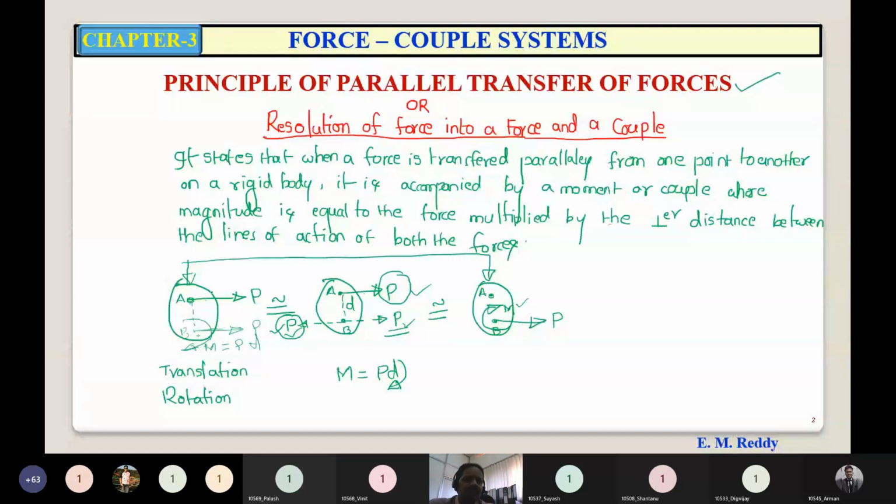So by transferring this force from one point to another point parallelly, the effect of this force on the body is unaltered. It remains same. Means simply what we are doing, initially there is a force P acting at A. Finally, we are having two parts. One is force P, which is acting at B, and a couple. Means simply we are resolving this force P into two parts. One is force, second is couple. That is the meaning of resolution of force into a force and couple. See.